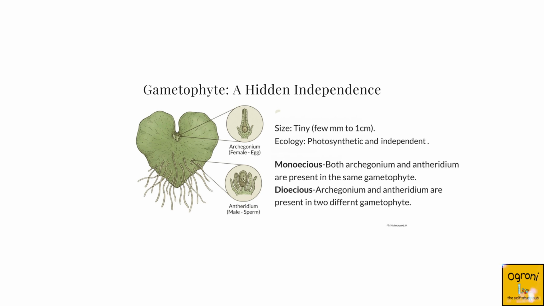Gametophytes can be monoecious, that is, they can bear both the male sex organ, antheridium, and the female sex organ called archegonium. Gametophytes can also be dioecious, which means male and female sex organs are borne on two different gametophytes. Antheridium produces male gametes called sperms, whereas archegonium produces a single female gamete called the egg.